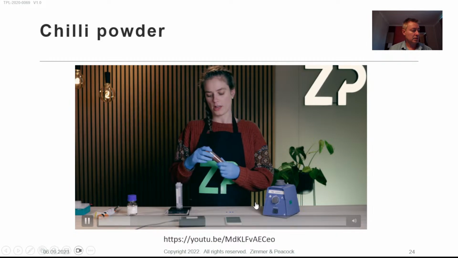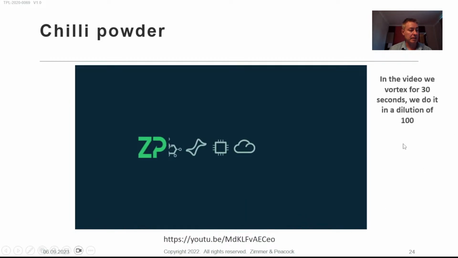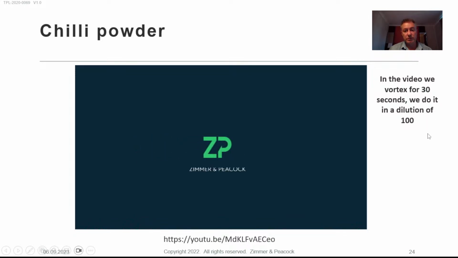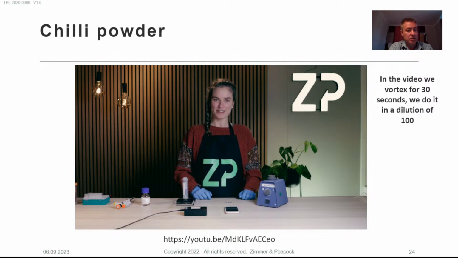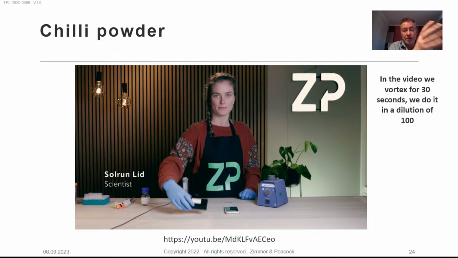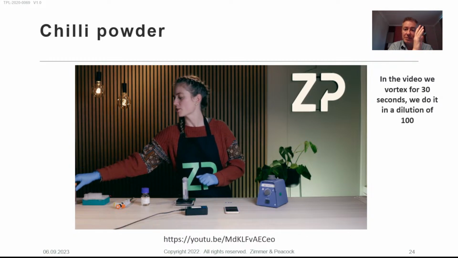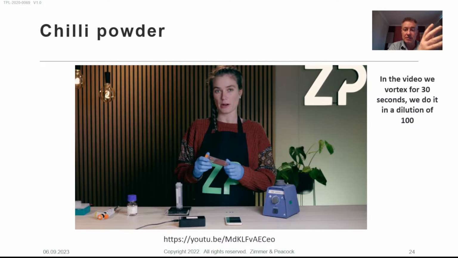In these kinds of demonstrations, you'll see that we vortex for 30 seconds. I think 30 seconds is a bit quick, especially because we don't grind it, so you may get an incomplete capsaicin concentration. For me, it's okay, because if I have a powder and I do it for 30 seconds, as long as I'm consistent with that 30 seconds, then I will get a repeatable result.